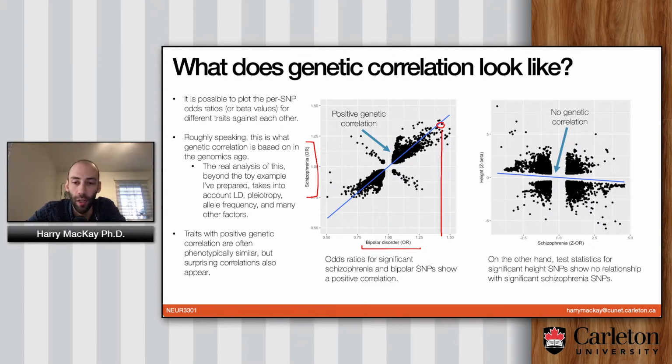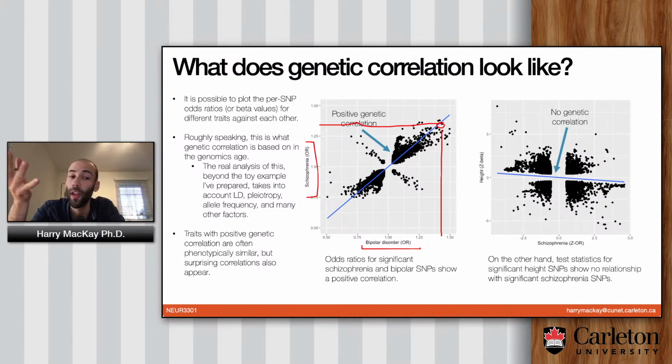Now, if you look at that very same SNP and ask how it relates to schizophrenia, what you will find is that if you happen to have that same allele, your odds of being diagnosed with schizophrenia are also a good bit higher. They're closer to 1.3 or so. So in both cases, having this particular allele raises your odds of having either bipolar or schizophrenia. So this is a positive genetic correlation.